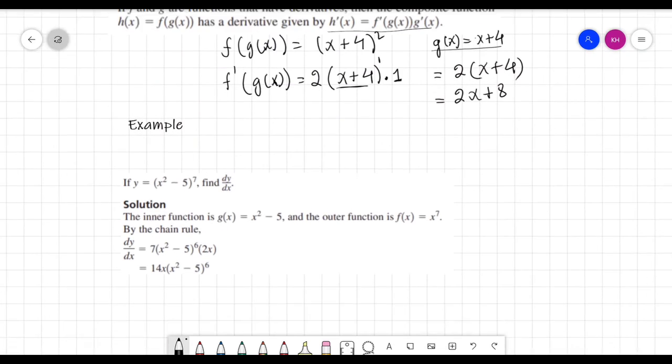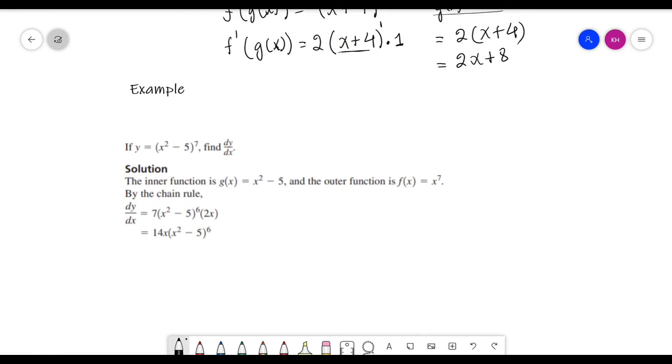Let me show you another one where the function is y equals (x squared minus 5) to the power 7. And they asked us to find dy over dx. Now dy over dx is just another way of writing y prime. So basically, they asked us to find the derivative. Now the inner function, let us define g of x to be x squared minus 5. And the outer function will be x to the power 7, where x is the g of x.